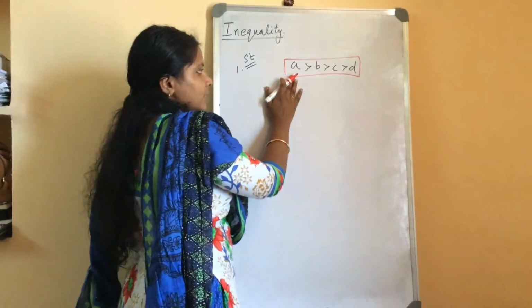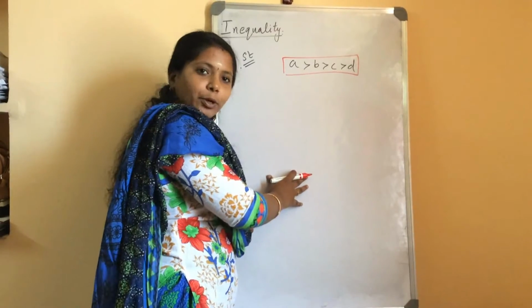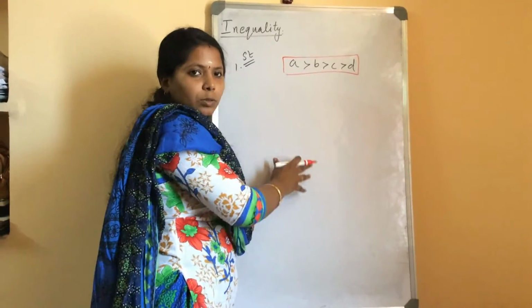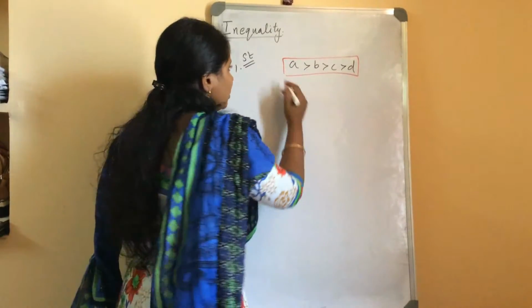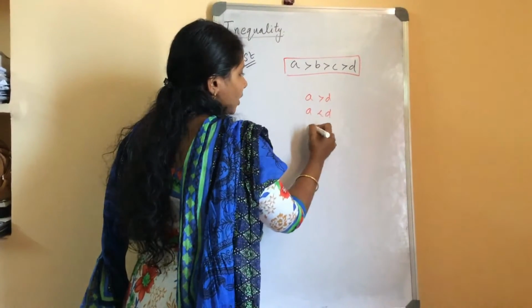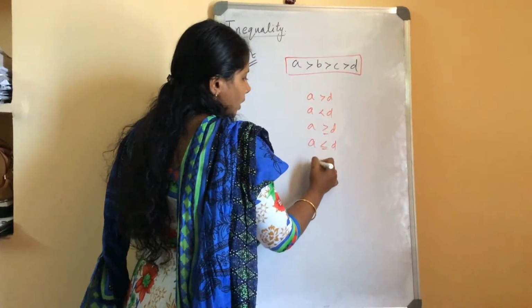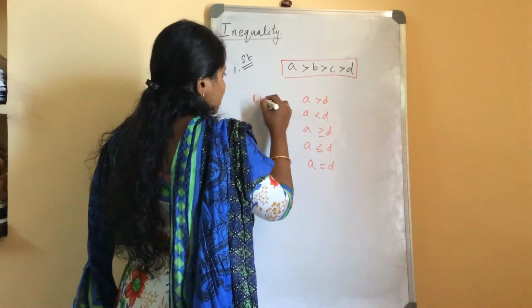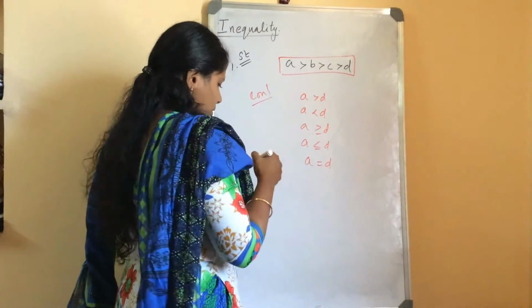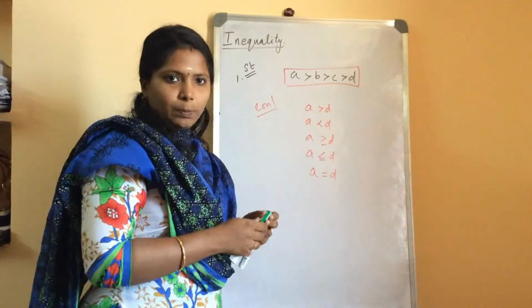Okay, for this particular statement, I am going to write a few conclusions. With these conclusions, I am going to explain how the rules will be applicable. A greater than D, A less than D, A greater than or equal to D, A less than or equal to D, A equal to D. These are the set of conclusions. Okay. I am going to explain how the rules will be applicable.